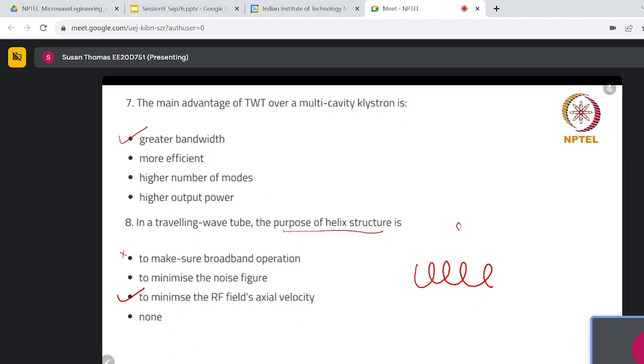So that is why we call it a slow wave structure. Helical structure has an importance. That makes the electron beam slow down. So what happens is the RF field is being applied here. There is an RF input here. If it would have been a straight structure, the axial velocity is much larger. Because it is going in a helical structure, definitely its axial velocity is being slowed down or reduced. I hope this is clear.